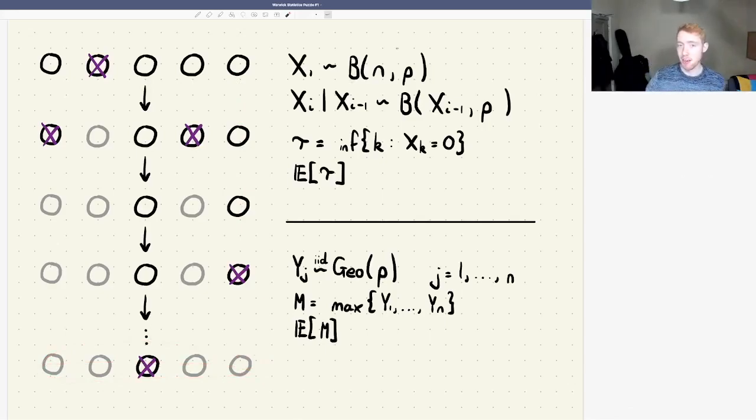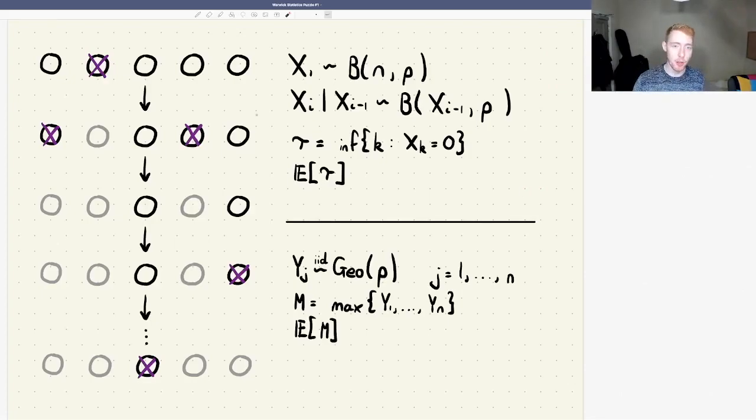And so we can write this out mathematically. We have the same binomials, and then xi is binomial based on the last one. And then we can define this stopping time tau to be the infimum, so the first time that xk becomes 0. And we want to know this expectation of tau. So this is the very standard Markov chain or stochastic process view of the problem, but it's not the easiest to work with. I didn't find that a solution came out quite easily.